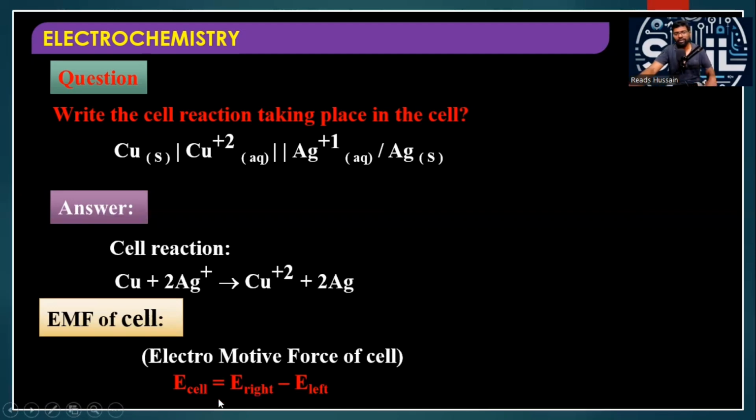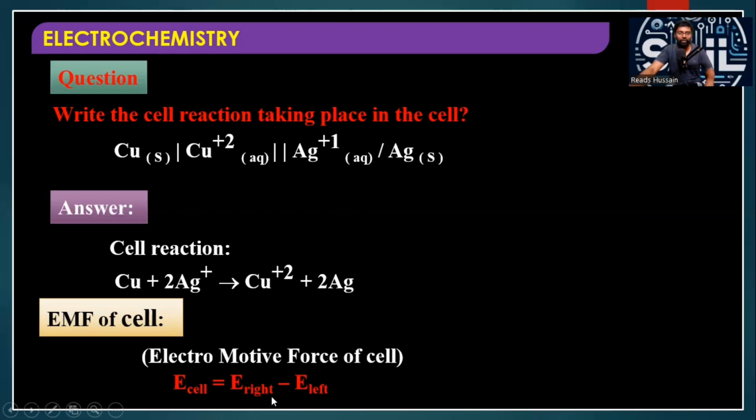EMF of the cell can be calculated by using this formula. Cell potential is equal to E right minus E left. What is E right minus E left? Right side potential minus left side potential. Right side potential means cathodic potential, that means the potential of this part, and left side means the anodic potential.